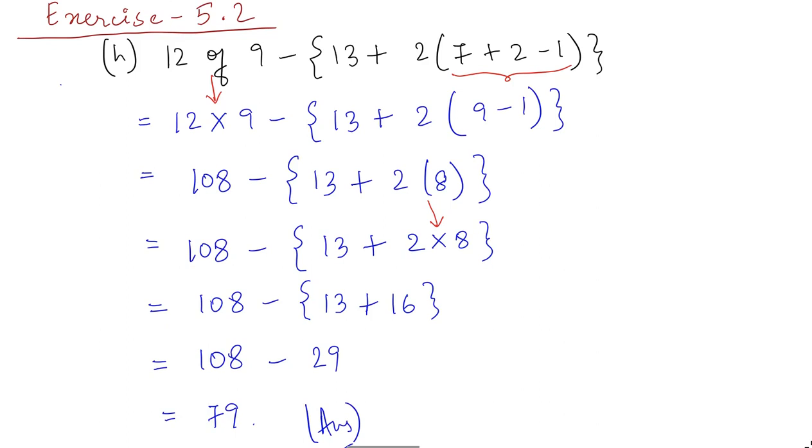Now in this step we are going to solve this part first. 2 into 8 is 16. So we get 108 minus 13 plus 16. And 13 plus 16 is 29. So 108 minus 29 is equal to 79. So the answer is 79.